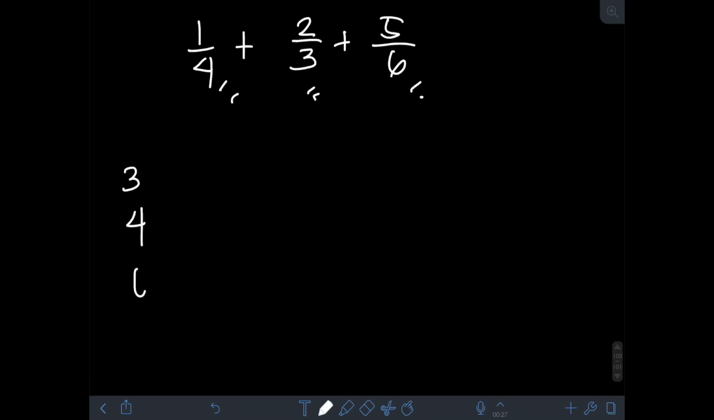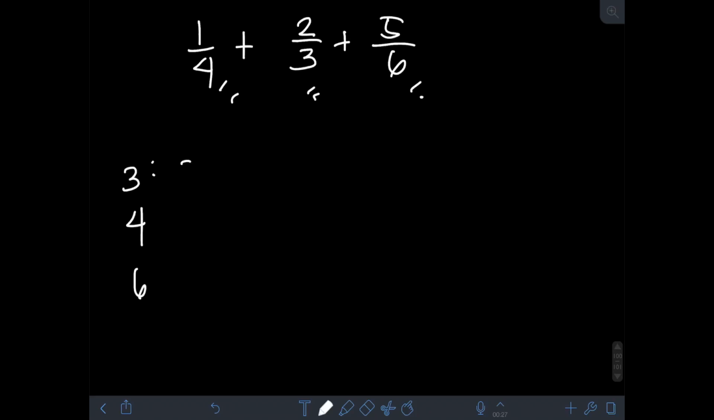Okay? Next, let's try to add 1 fourth plus 2 thirds plus 5/6. So again, we are adding dissimilar fractions because we have different denominators of 4, 3, and 6. So we need to find the LCM of 4, 3, and 6 first. So, listing the multiples of 3, 4, and 6.